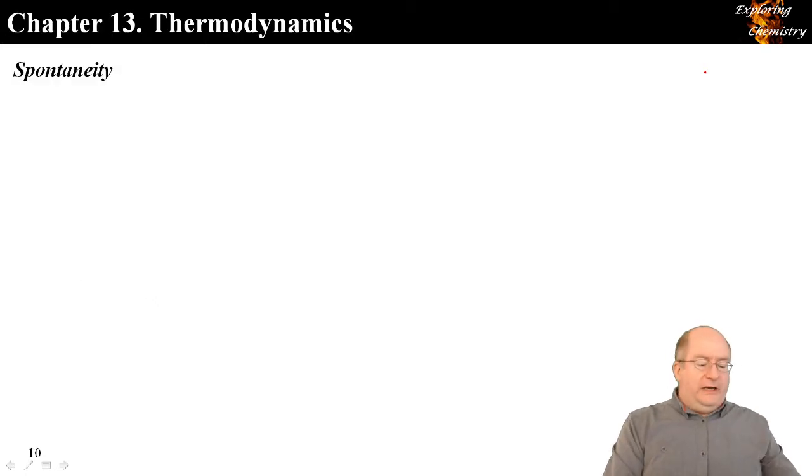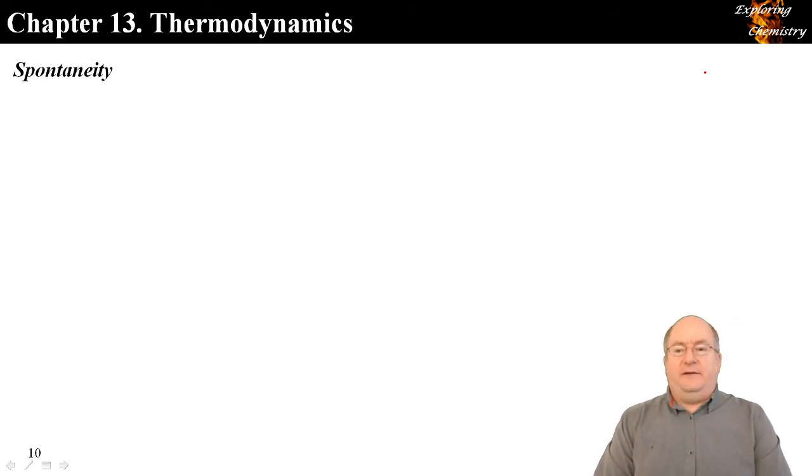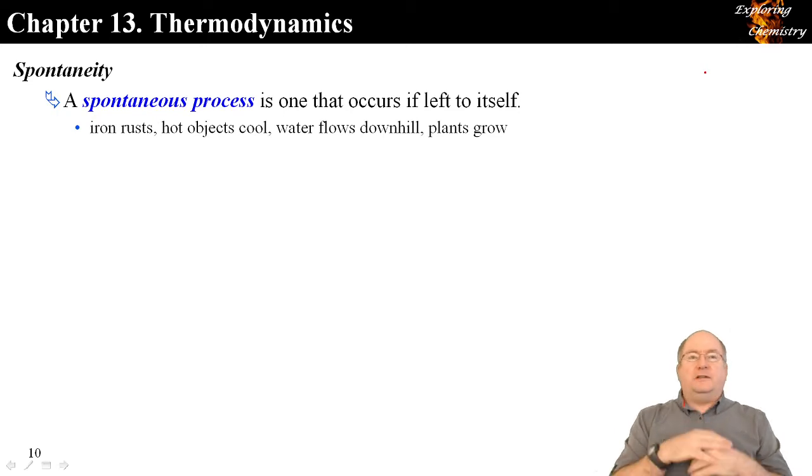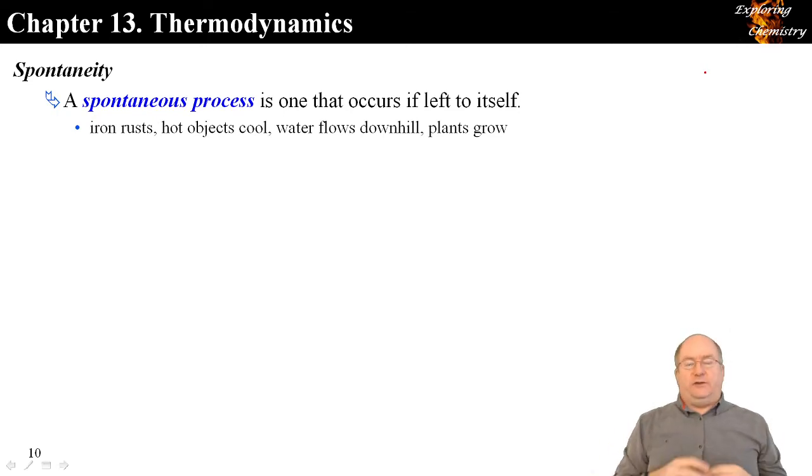So to start, we need to talk about spontaneity. In terms of spontaneity, a spontaneous process is something that occurs if left to itself, without outside influence, without outside intervention. If I were to put a piece of iron outside, it's going to rust. Something really hot is going to cool down to the ambient temperature. Water is going to flow downhill, plants are going to grow. Those processes are spontaneous in the environment in which they are occurring.